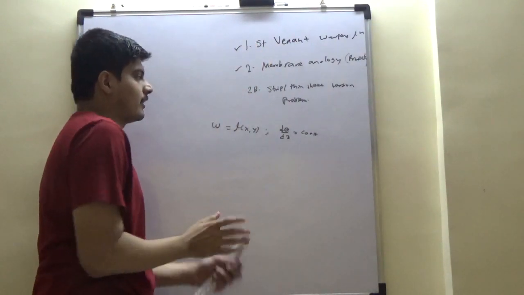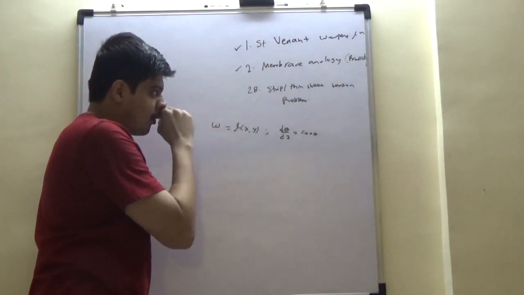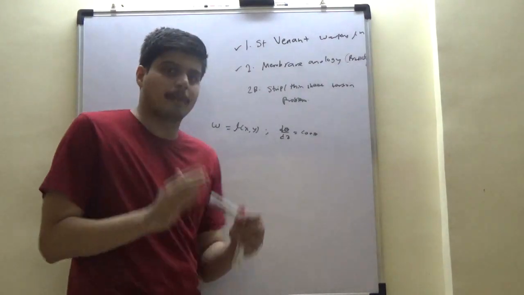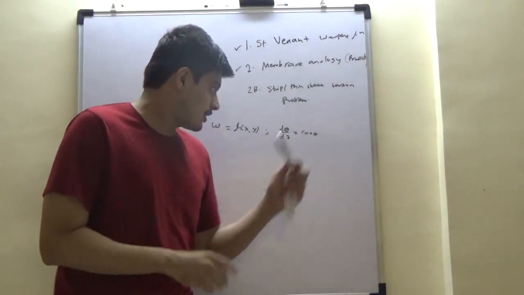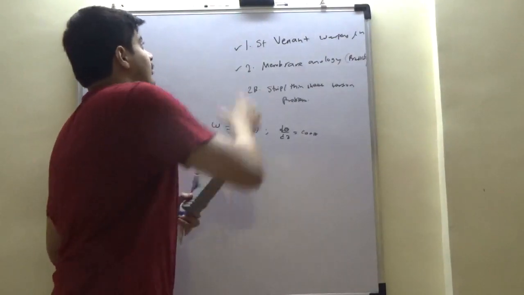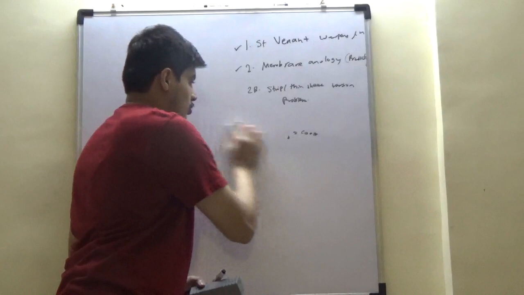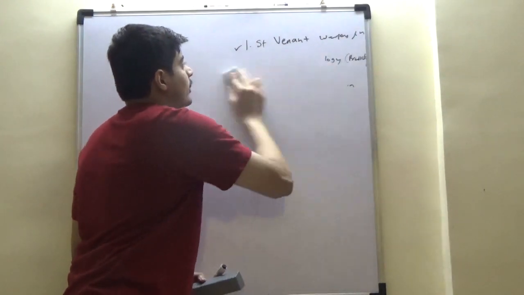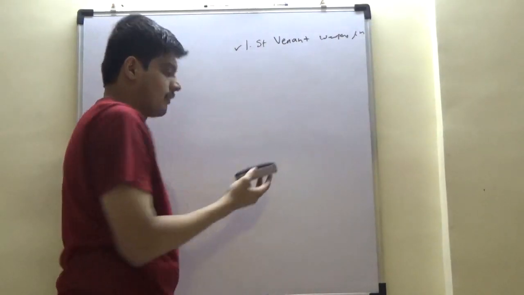So after looking at this, then we will quickly look at what happens to the thin sheet torsion problem, a strip problem based on this formation, and then close the theoretical and mathematical foundations of this chapter. So let us start one by one. We will look at first Saint-Venant's warping function.